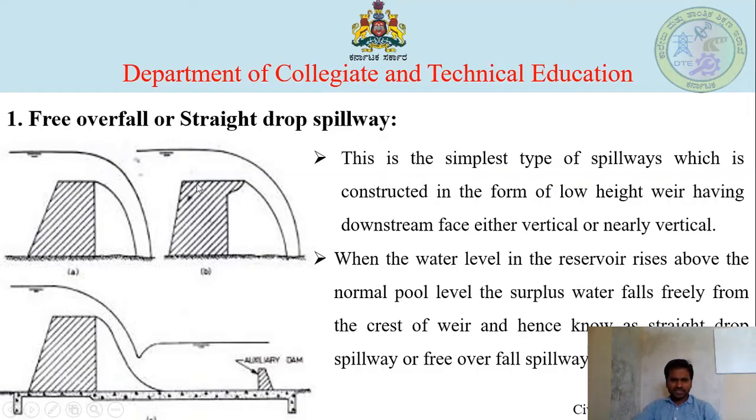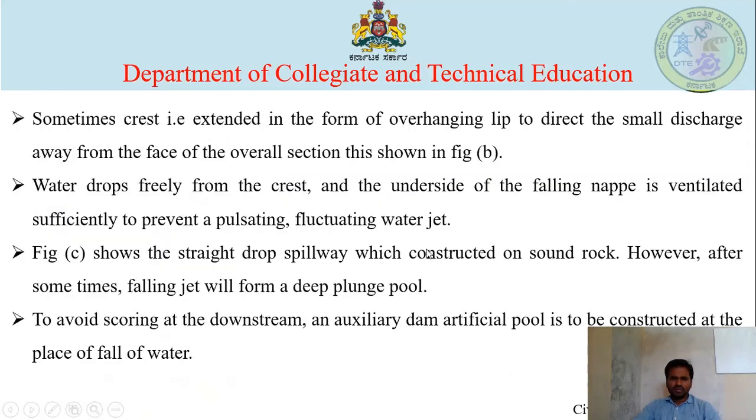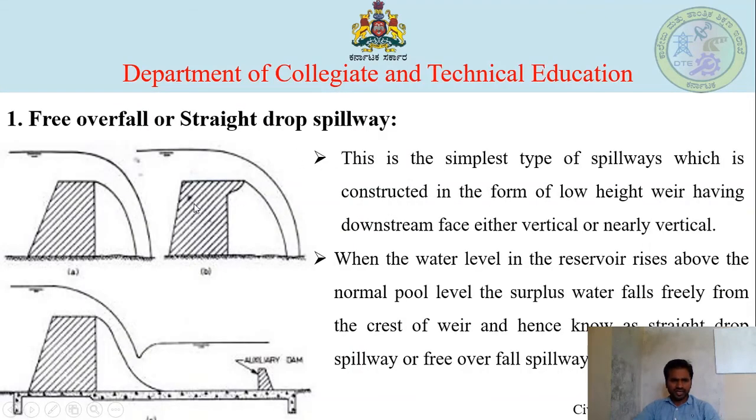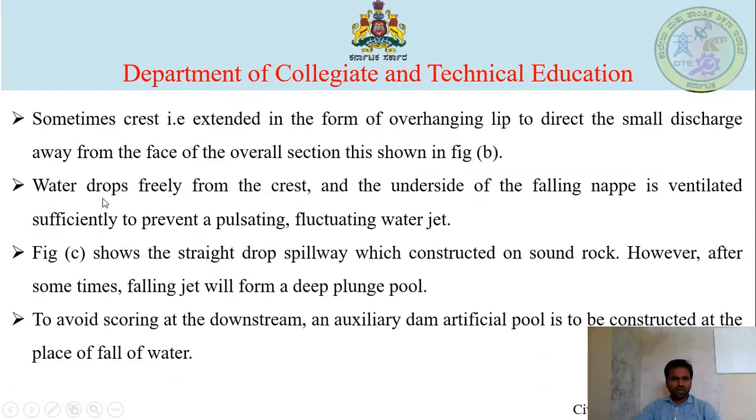Next one is also a free fall spillway with the overhanging lip. Sometimes the crest is extended in the form of an overhanging lip to direct the small discharge away from the face of the overall section. This is shown in figure B. Water drops freely from the crest, and the underside of the falling nappe is ventilated sufficiently to prevent a pulsating, fluctuating water jet.